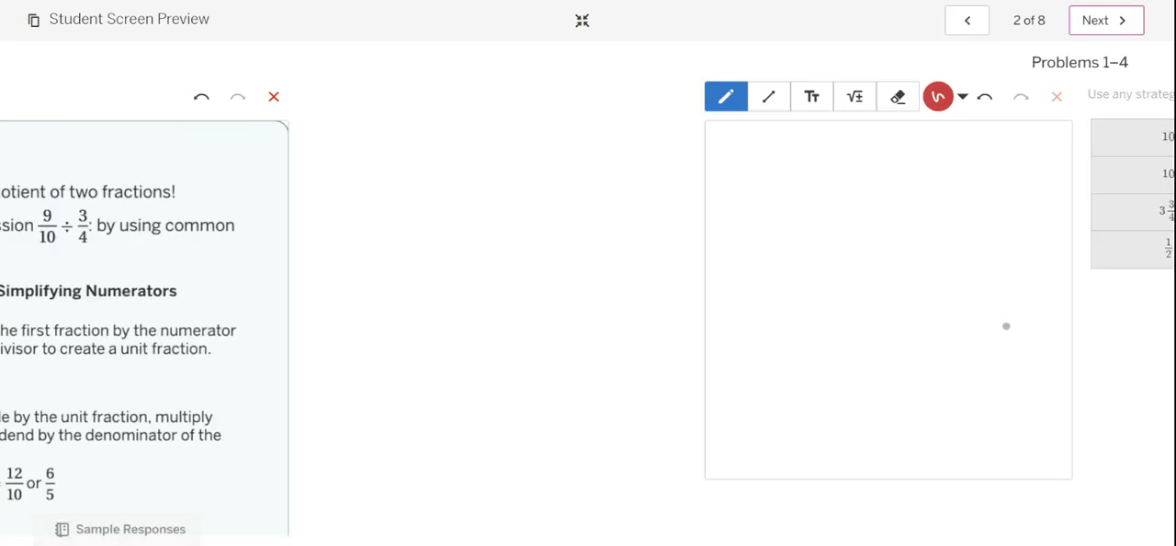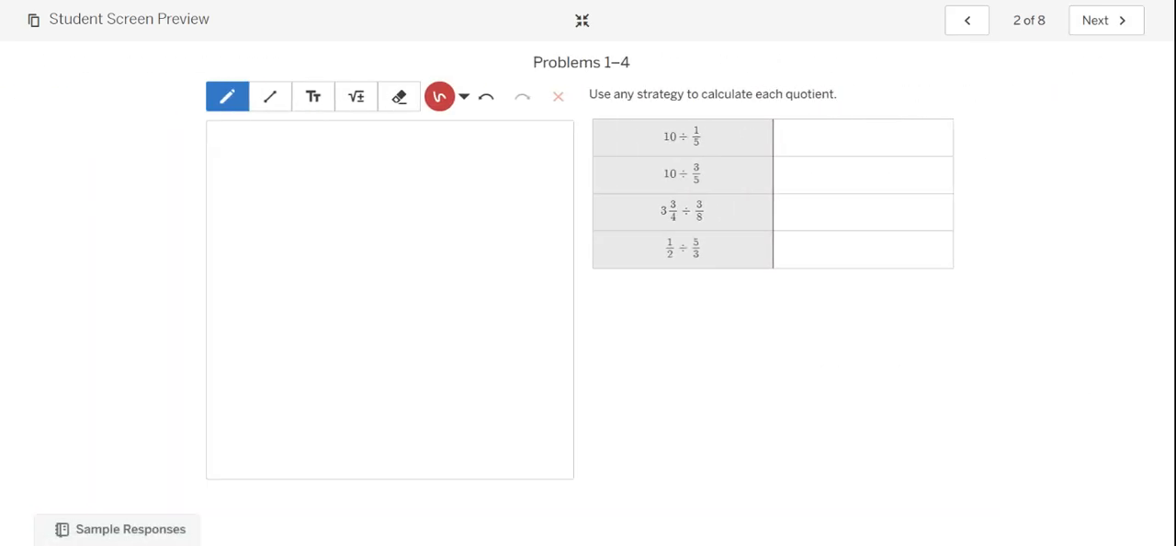And here we go. So I've got a few. 10 divided by 1/5 is the same as 10 over 1 divided by 1/5. Take a look at the right side, flip it over, then you multiply. Or keep the first, flip the second, change the sign to multiply. And I get 50 over 1, or just plain old 50.